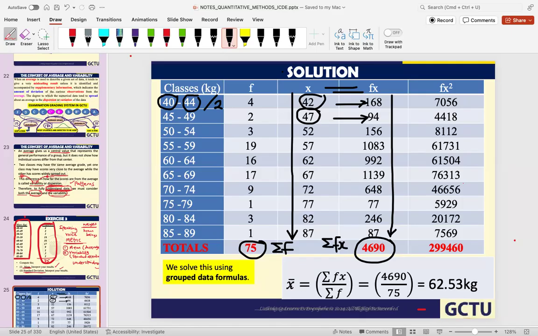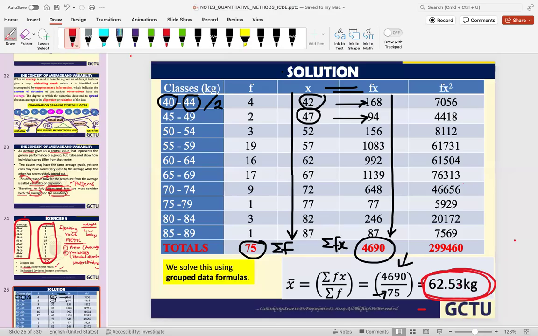And then you pick the mean. So we can now calculate the mean. So the mean says sigma fx over sigma f. You pick your 4690, you fix it here, like I've done. You pick your sigma f, 75, you also fix it here. When you divide this, your final answer is 62.53 kilograms. Let's go and look at the interpretations.